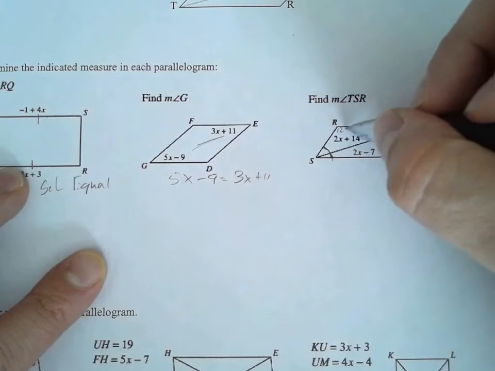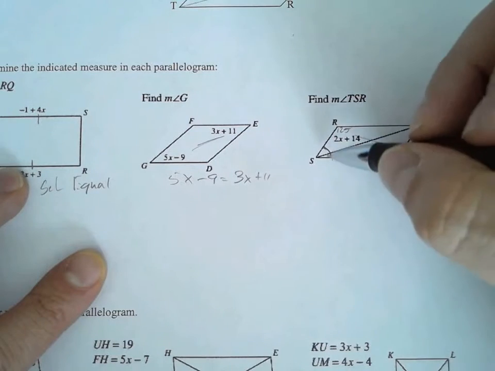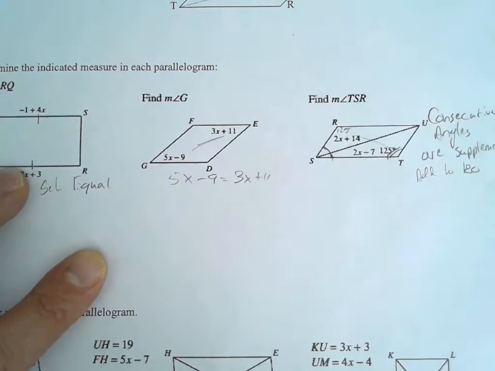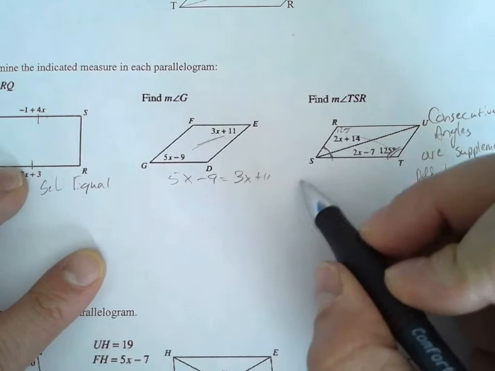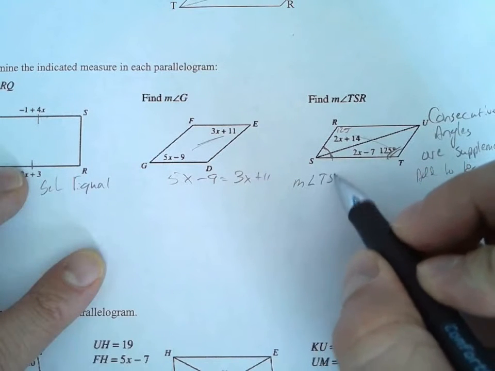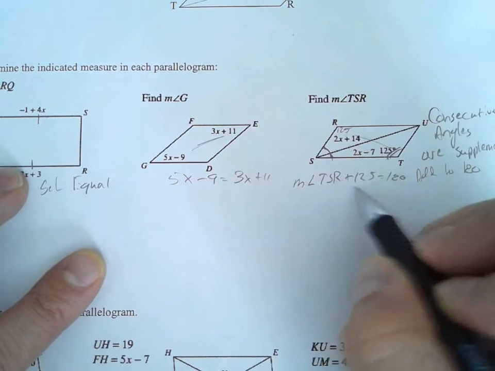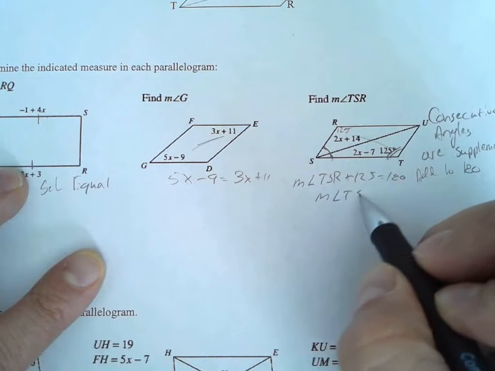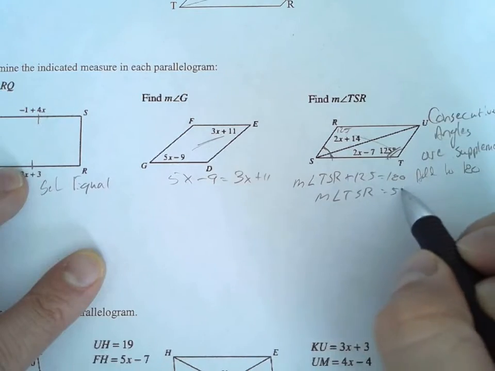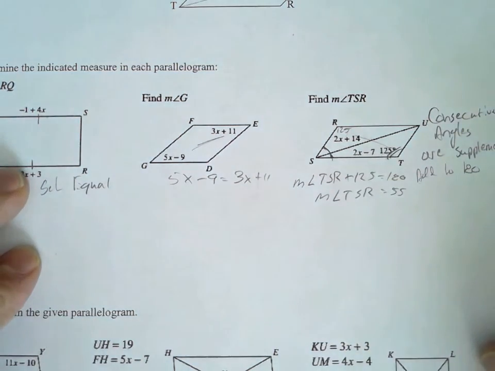Right, because I know this angle over here is 125, because opposite. But consecutive, they add to 180. So I just say measurement of angle TSR plus 125 equals 180. Subtract 125, you get 55.